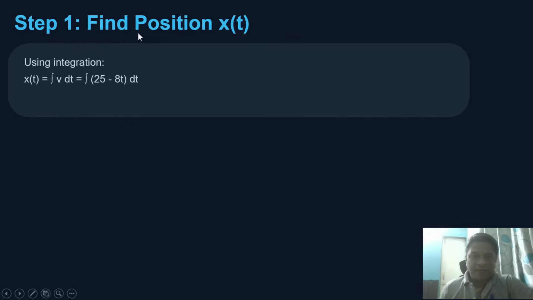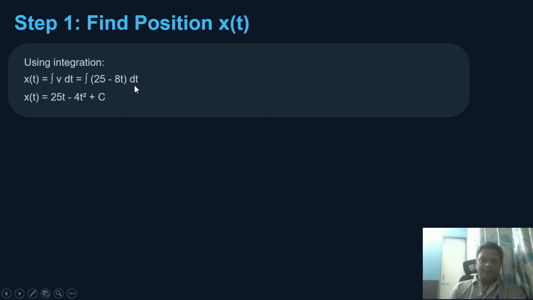Okay. So to get the value of displacement, as we know, the velocity equation is given, so we should integrate the equation of velocity. The equation of velocity is 25 minus 8t. So integrate this equation. After integration, 25 is a constant, so its integration will be 25t, minus 8t square divided by 2, plus constant. Now this t square divided by 2 is multiplied by the factor 8, so 4t square plus c. In this way we get the displacement equation.